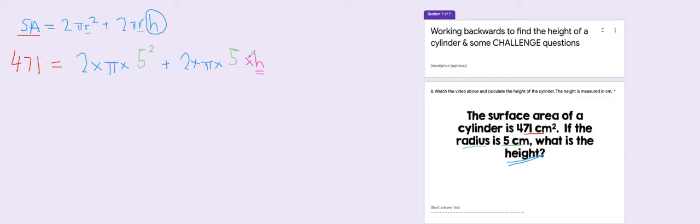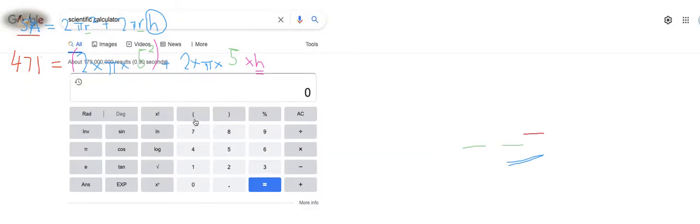Now, in an equation, when you want to get the letter on its own, you need to move all the numbers to one side and get the letter on its own on the other side. So we're going to do that together. First things first, I'm going to put this in brackets, 2 times pi times 5 squared. We're going to put that in a calculator. Put it in brackets so that the whole calculation is in the same spot.